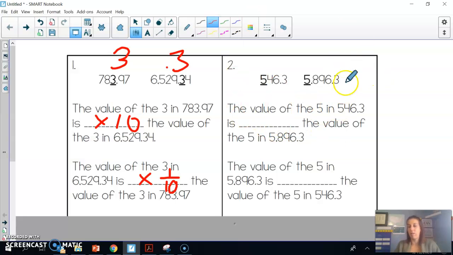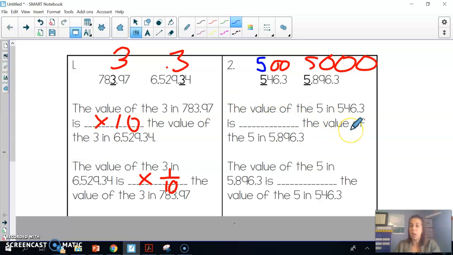Let's take a look at another example over here, number 2. So I'm looking at the 5. The first thing I'm going to do to help me out is write the value of the underlined digit above the number. So here, the value of the 5 is 500. And the value of the 5 in the second number is going to be 5,000. So I know 5,000 is larger than 500.